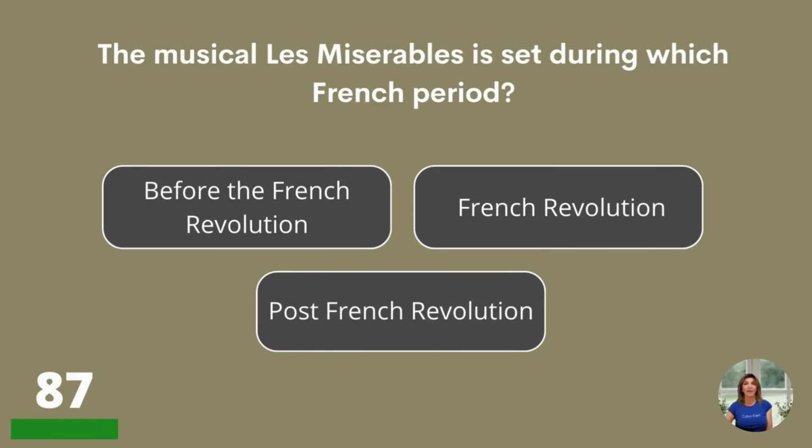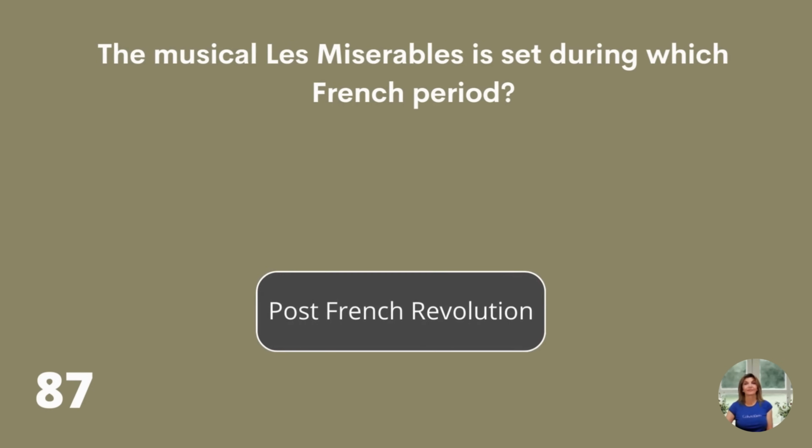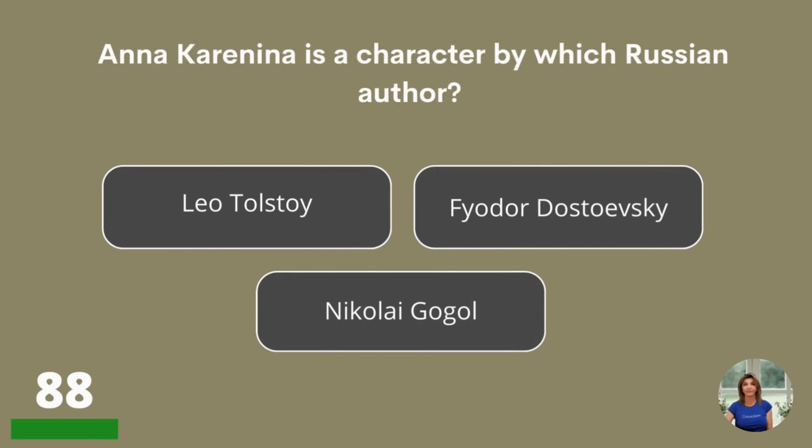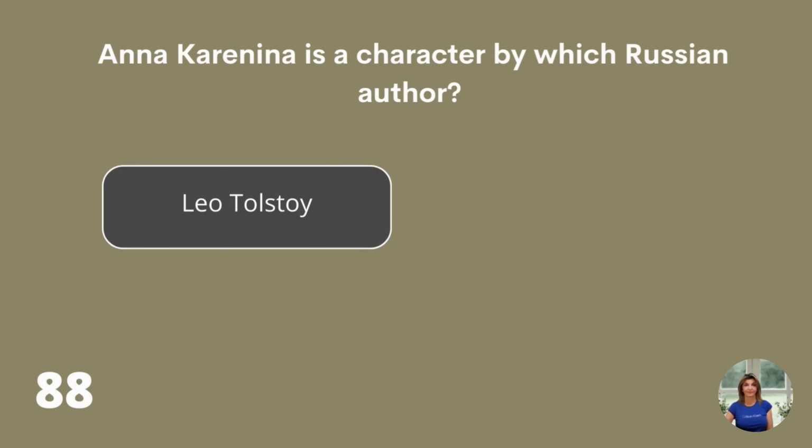The musical Les Miserables is set during which French period? Before the French Revolution, during the French Revolution, or post-French Revolution? Post-French Revolution. Anna Karenina is a character by which Russian author? Leo Tolstoy, Fyodor Dostoevsky, or Nikolai Gogol? Leo Tolstoy.